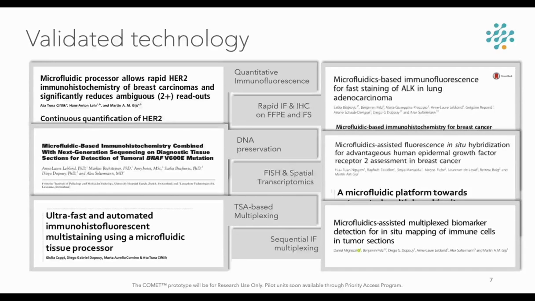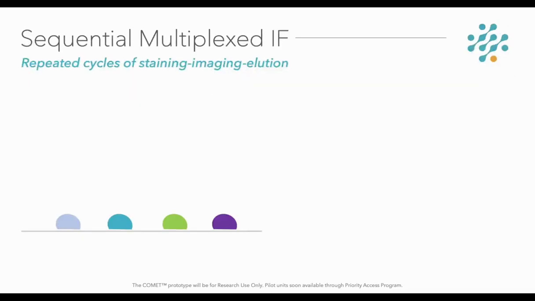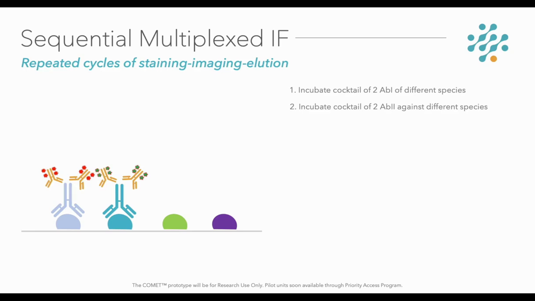Finally, in this presentation, I'd like to introduce you to the use of our technology to perform multiplexing assays in a sequential fashion. Our sequential immunofluorescence assay consists of the following steps. We incubate a cocktail of 2 primary antibodies of different species. Subsequently, we incubate a cocktail of 2 fluorescently labeled secondary antibodies. And we acquire the image.